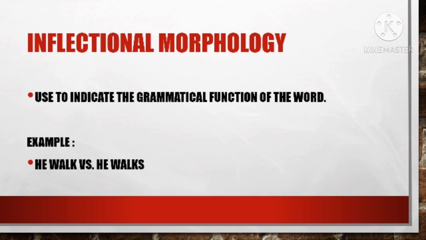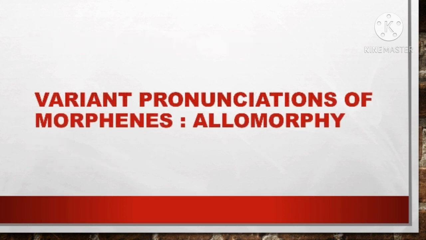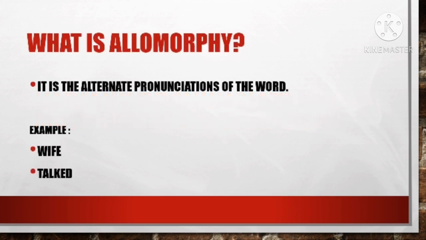Next is the variant pronunciations of morphemes, allomorphy. First, what is an allomorphy? Allomorphy are the alternate pronunciations of the word. For an example, wife. Instead of F, we pronounce it as V, and that makes it wives. Next is talk. We pronounce the suffix ed as letter T.